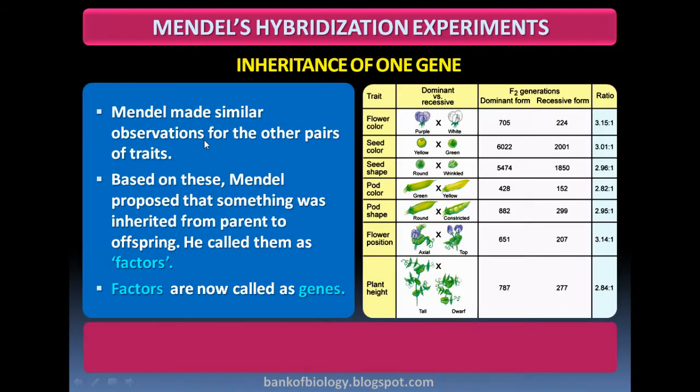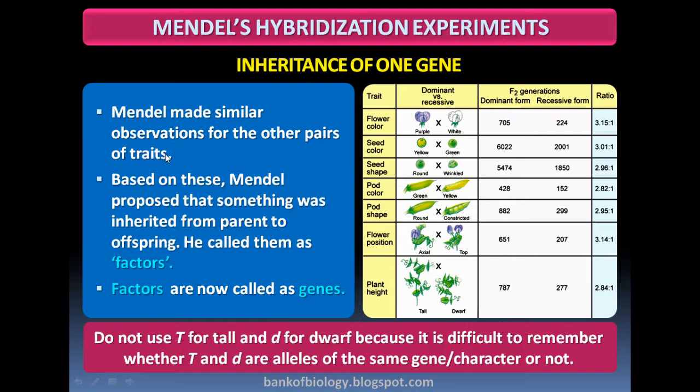Now, Mendel made similar observations for other pairs of traits, and based on these, Mendel proposed that something was inherited from parent to offspring, and he called them factors. And factors are now called genes, and the term gene was given by Johannsen.